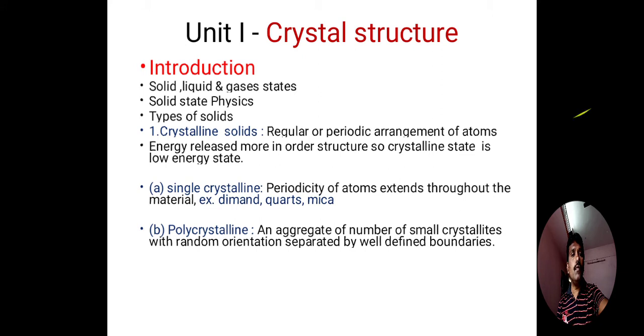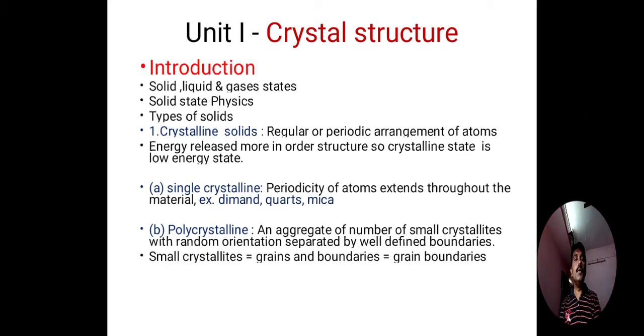Here, whatever the small crystallites are, they are called grains. When I say a triangle, it has a fixed boundary. A rectangle has a fixed rectangular boundary, and a square has a fixed square size. That means the boundaries are fixed, and such boundaries are called grain boundaries. Examples are metals and ceramics.